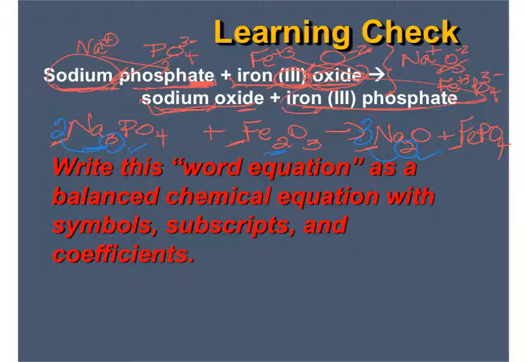There's another metal, and it's iron. We have 2 iron on the reactant side and only 1 on the product side. So I'm going to put a 2 here. Then we need to balance polyatomic ions next. We have 2 phosphate groups on the reactant side. And fortunate for us, we have 2 phosphate groups on the product side. Yay!